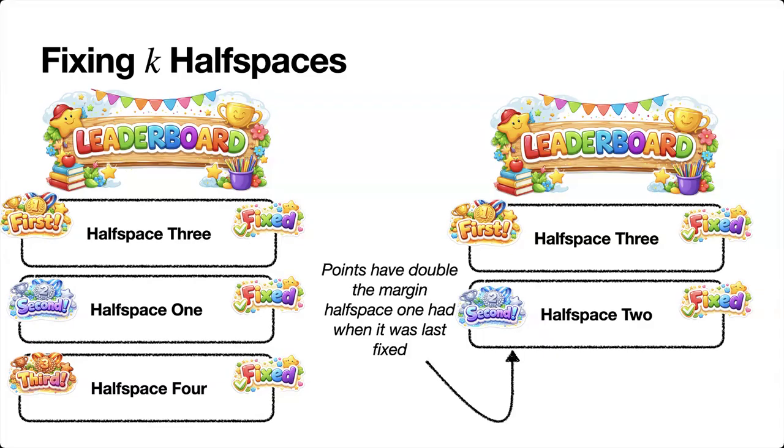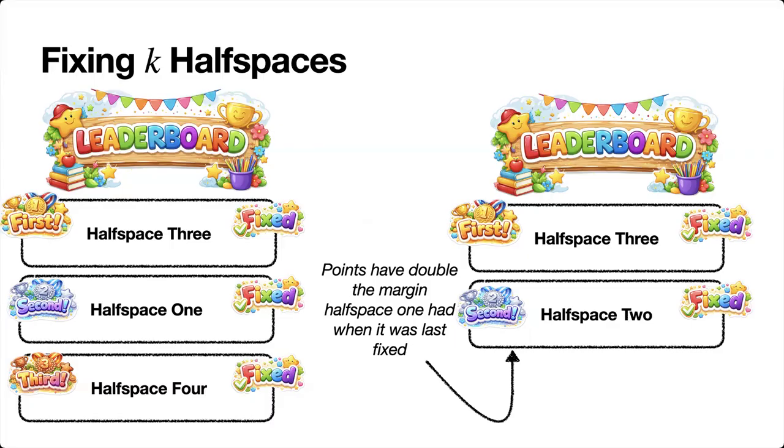And we're going to make progress in a similar way that we were making before in the case of 3 half spaces. In particular, if half space 2 is going to replace half space 1 as the second position on the leaderboard, it ought to be the case that there's a reasonable fraction of points that have twice the margin that half space 1 had when it was fixed, right? So if we go back in time and when we fixed half space 1, if those points had margin like 10 over root n, then I need to have that there were points for half space 2 that had margin 20 over root n.